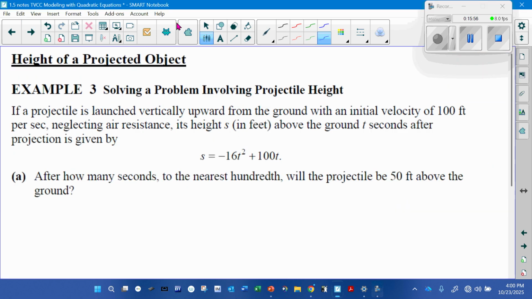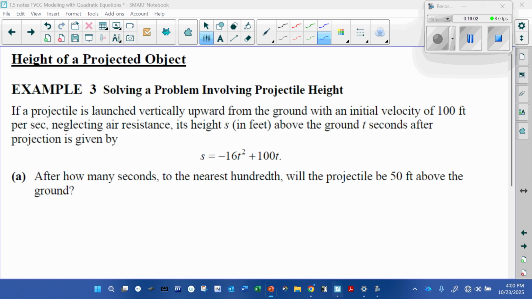Now, the height of a projected object. All right, so if, where did it go?